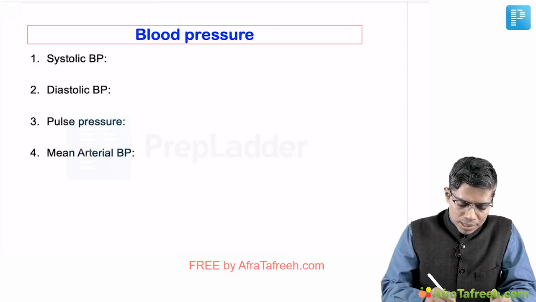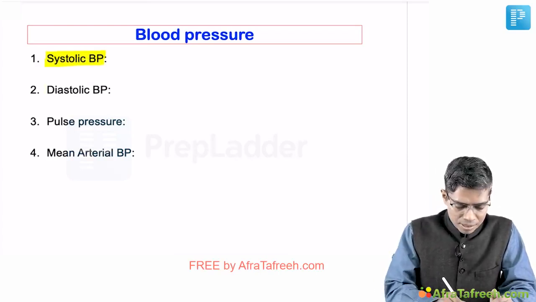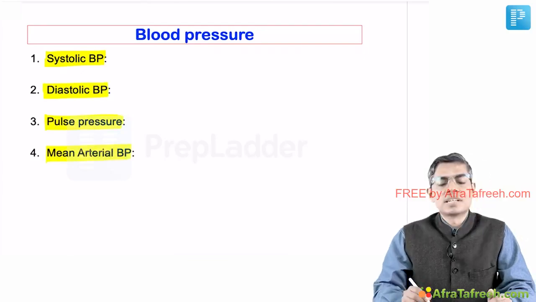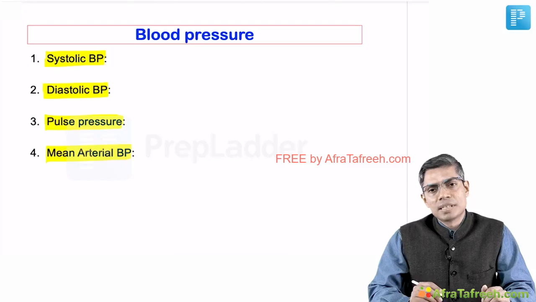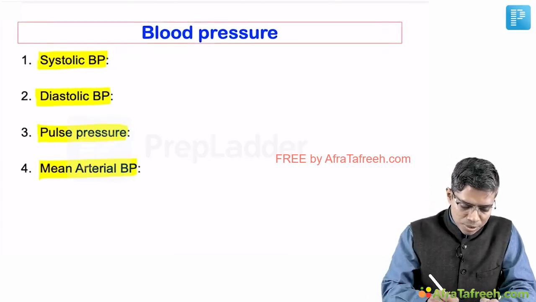Now we also know that there are different types of blood pressure like systolic blood pressure, diastolic blood pressure, pulse pressure and the mean arterial pressure. So we have to understand all of these different types of blood pressure and what are the determinants of these different types of blood pressure. So first I am writing systolic blood pressure.